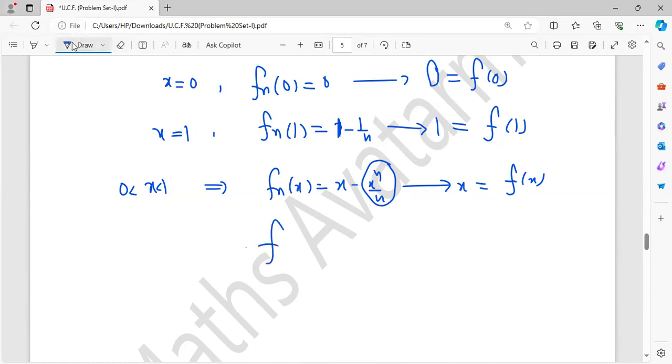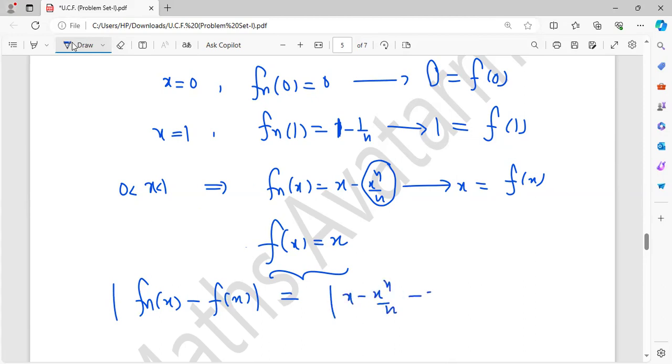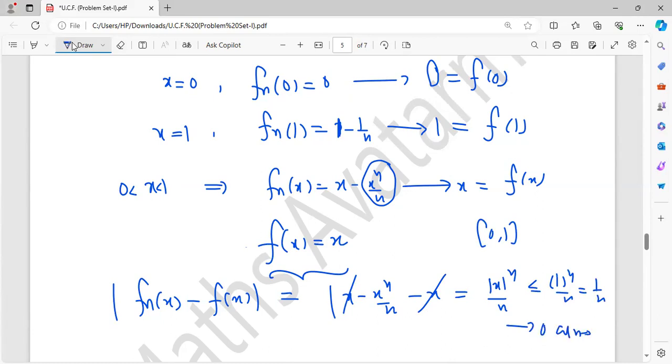So what is f(x) equal to? Because at 0 it is 0, at 1 it is 1, otherwise it is x. So now f_n(x) - f(x), that is x - x^n/n - x, x cancels out. It will be x^n/n, and it is defined on the closed interval [0, 1], so I can take the maximum value. This tends to 0 as n tends to infinity. So it does not depend on x.